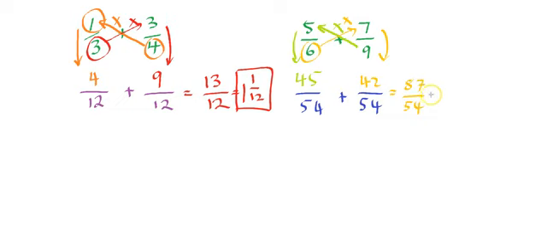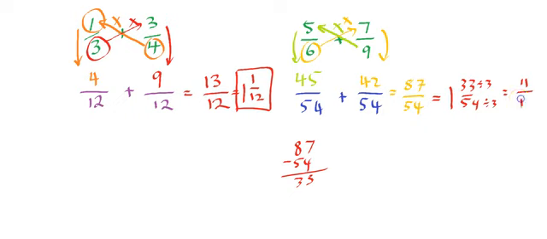87 divided by 54, that is 1. And how many left over? So 87 minus 54, that's 33, so 33 over 54. This can be divided by 3, and this can be divided by 3. That's kind of hard to see, really, but that becomes 11, and that becomes 18. And so the final answer would be 1 and 11 over 18.